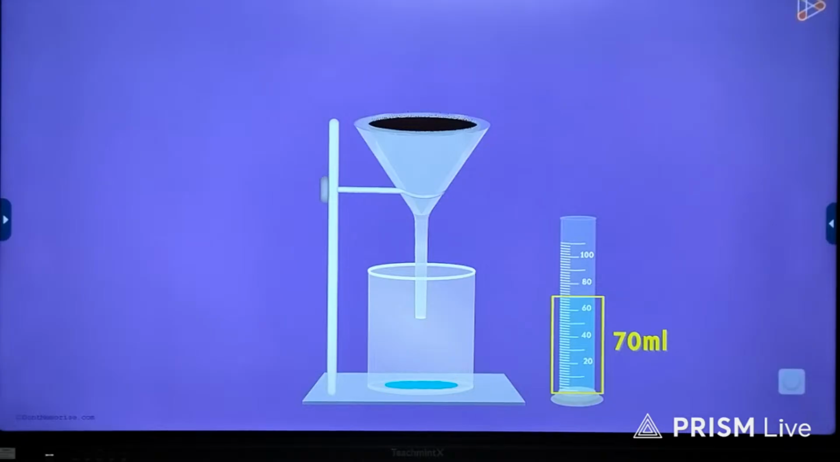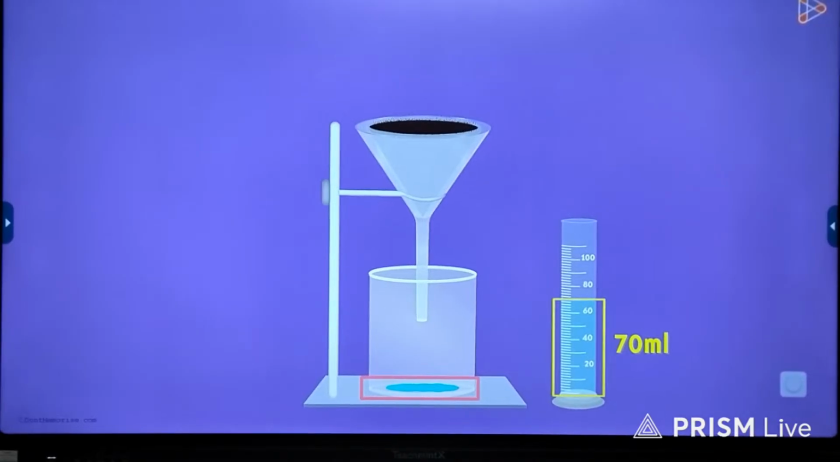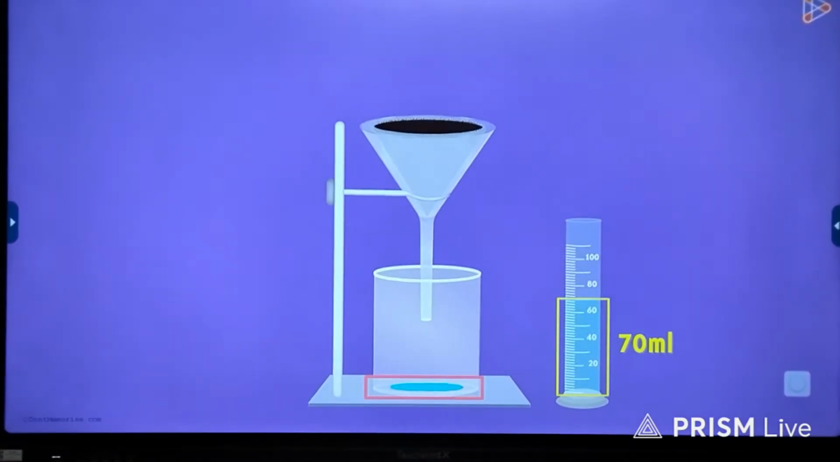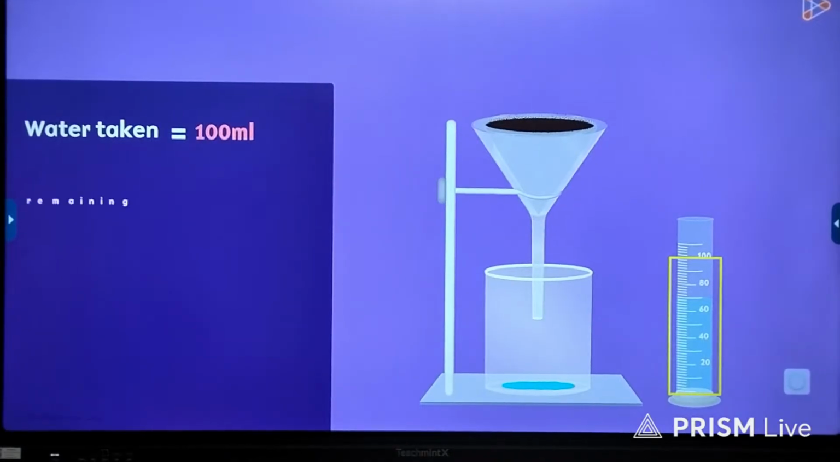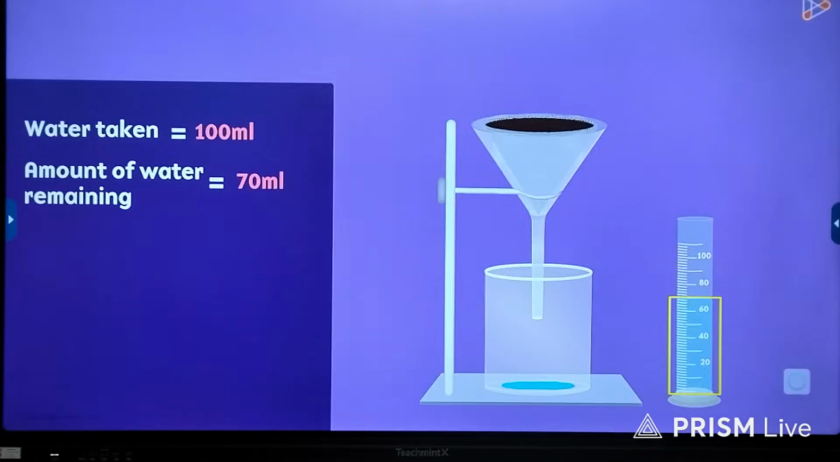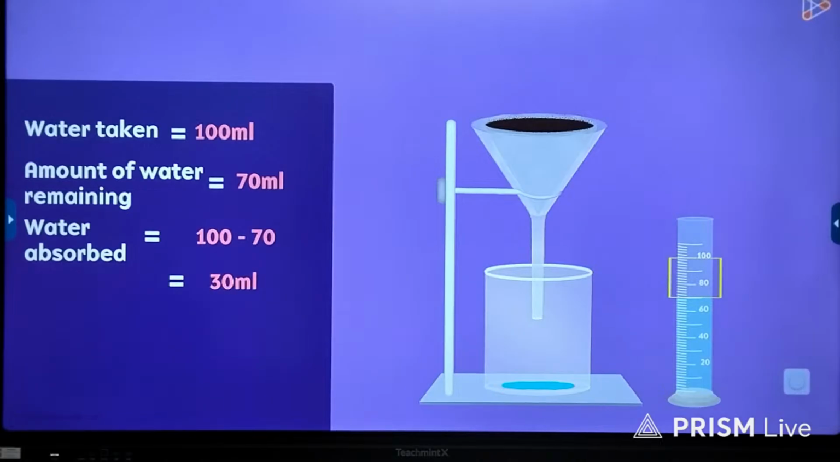Based on this, can we calculate how much water is absorbed? Yes, logically, it will be the amount of water added till the water starts draining from the soil. We know that the amount of water taken initially was 100 milliliters. And the amount of water remaining in the measuring cylinder now is 70 milliliters. That means in this case, we get 70 subtracted from 100, that is 30 milliliters. So this soil sample has absorbed 30 milliliters of water.